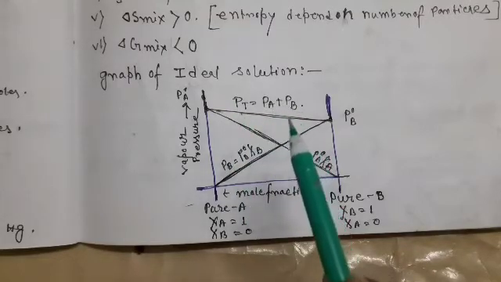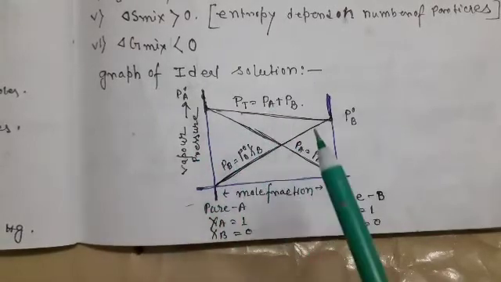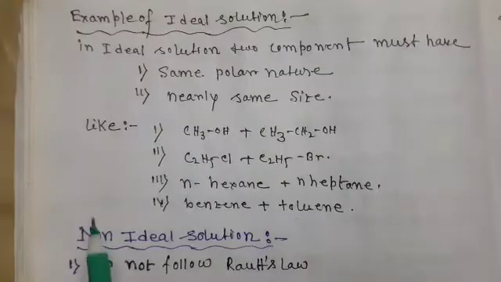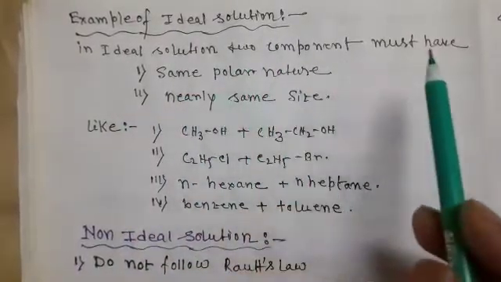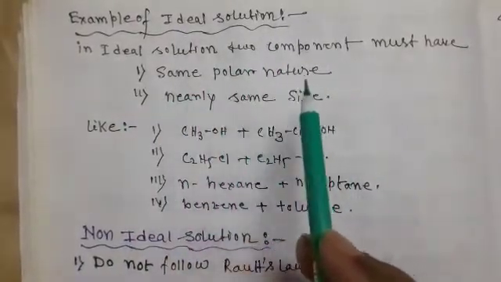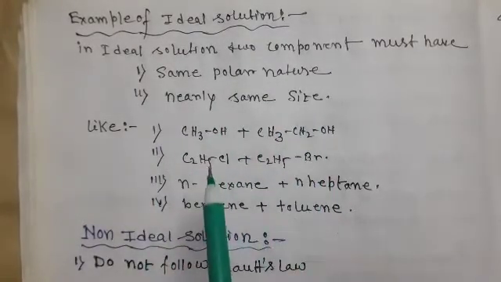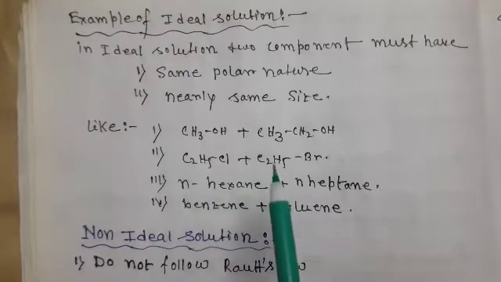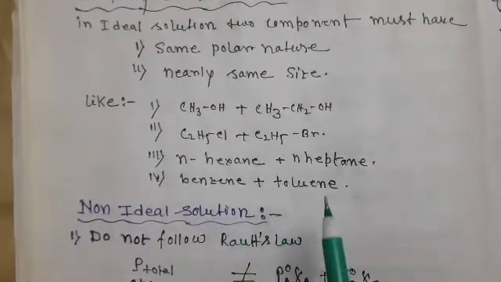Similar to the Raoult's law graph, because an ideal solution follows Raoult's law. Now, examples of ideal solutions. In an ideal solution, the two components must have the same polar nature and nearly the same size, like methanol and ethanol, ethyl chloride and ethyl bromide, n-hexane and n-heptane, and benzene and toluene mixture solutions. That is the ideal solution.